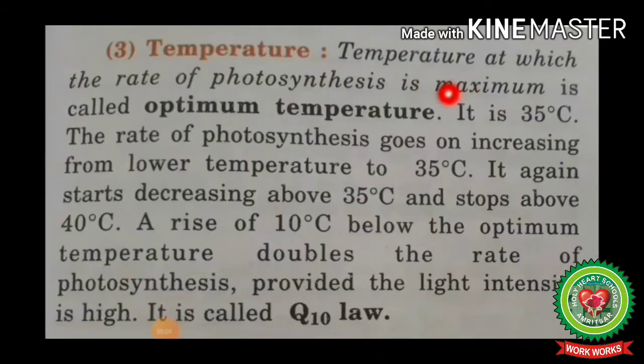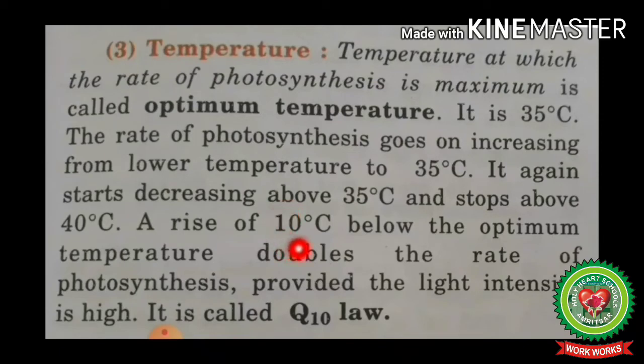Temperature. Temperature at which rate of photosynthesis is maximum is called optimum temperature. It is 35 degrees Celsius. The rate of photosynthesis goes on increasing from lower temperature to 35 degrees Celsius. It again starts decreasing above 35 degrees Celsius and stops above 40 degrees Celsius.